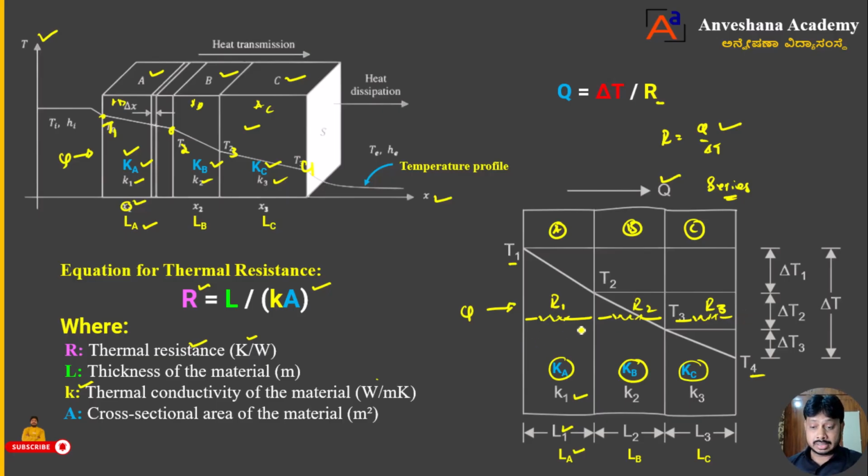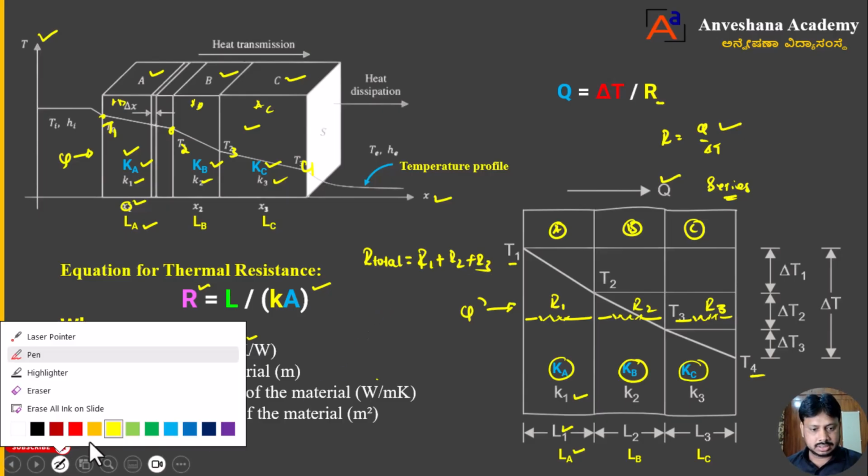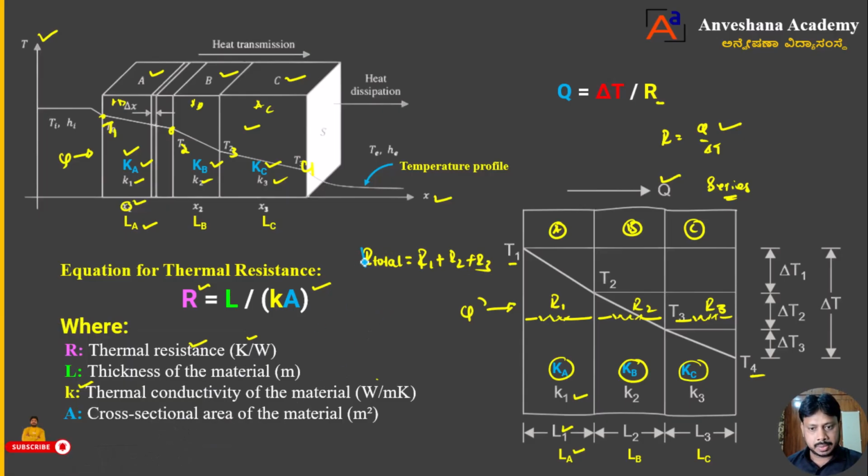If you want to calculate the total amount of heat resistance to the total amount of heat flow, that I can calculate with the help of what? Series concept. What is that? So if I want to calculate the total resistance, R total, how can I calculate? That is R1 plus R2 plus R3, dear students. Now this is nothing but the total resistance in the plane walls which are arranged in series. This is the thermal resistance in series. Okay, fine.